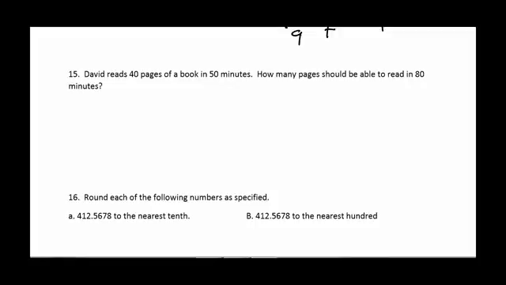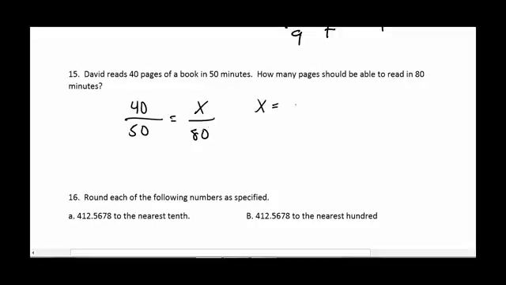Number 15, David reads 40 pages of a book in 50 minutes. How many pages should he be able to read in 80 minutes? This is a proportional reasoning type question. If we set up a proportion of 40 over 50 is equivalent to x over 80, and then cross multiply and divide, so 40 times 80 over 50, that should tell me how many pages can be read in the 80 minutes. And that is 64.